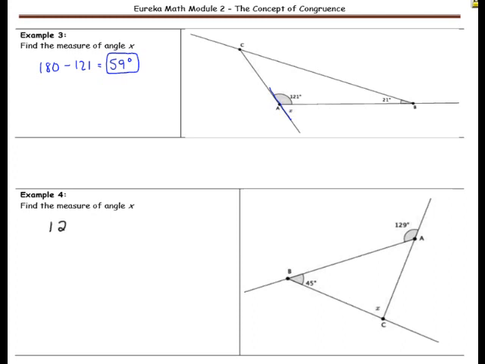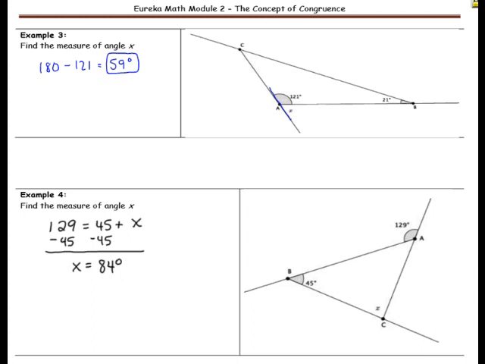So we've got the exterior angle of 129 degrees, and we know that it is the sum of the two remote interior angles. So to solve that equation, we can just subtract 45 from 129, and that gives us the measure of angle x, 84 degrees.